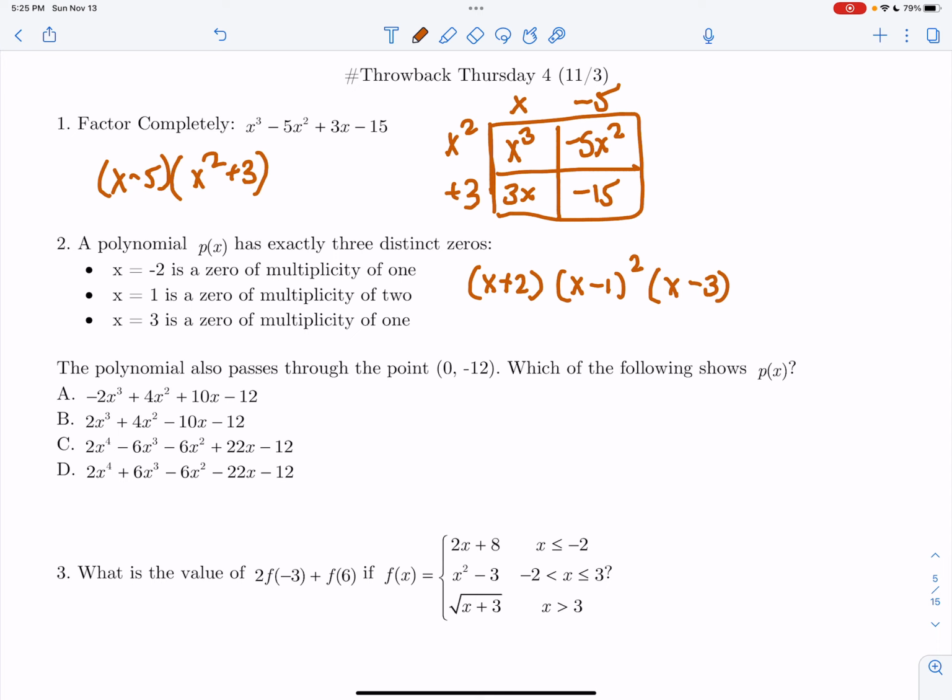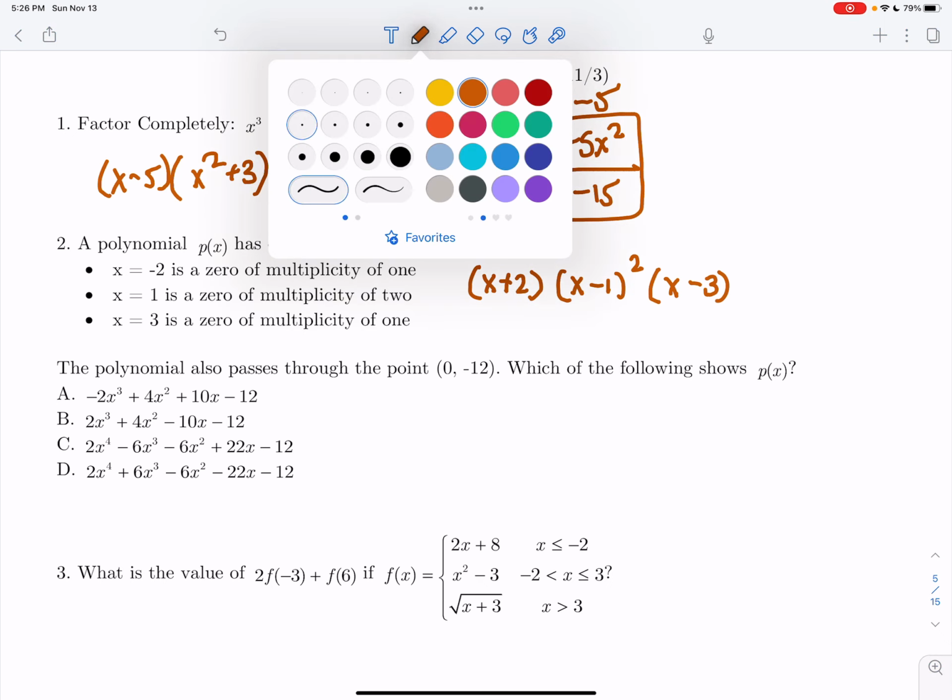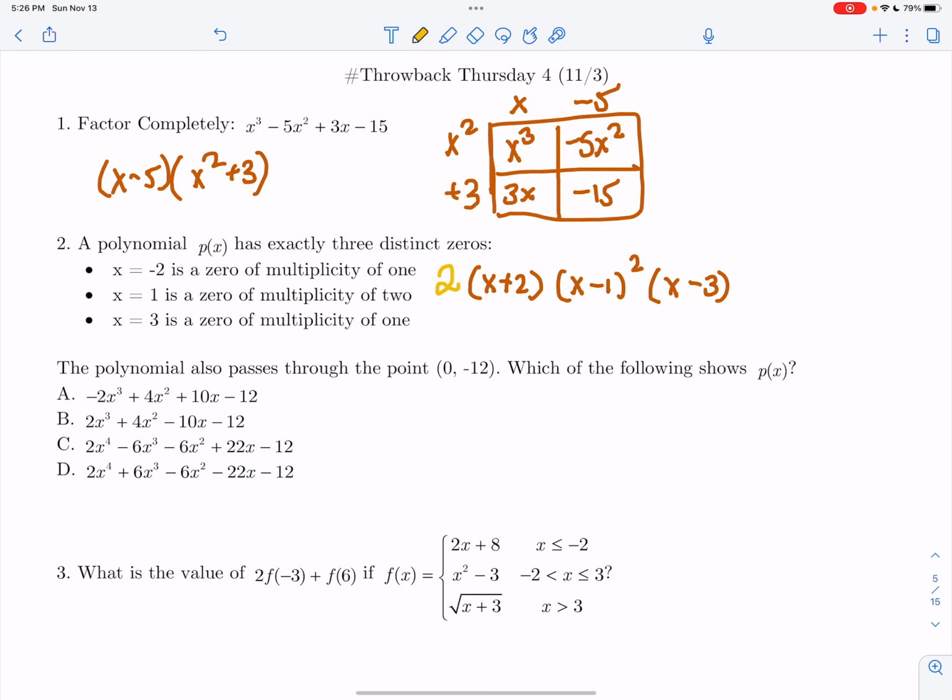Now, if you use Desmos, though, you are going to realize that you do need an a value of 2. And the reason why is because if you were to find the y-intercept here, your y-intercept is just at negative 6, not at negative 12. So in order to get your y-intercept at negative 12, you're going to have to multiply your a value by 2.